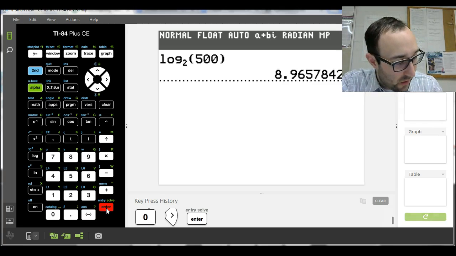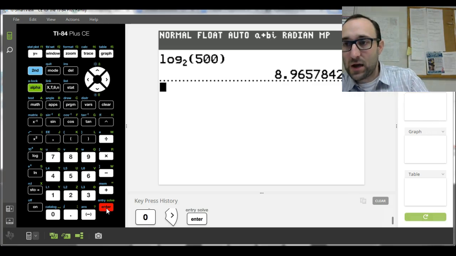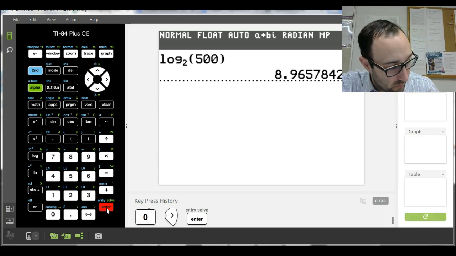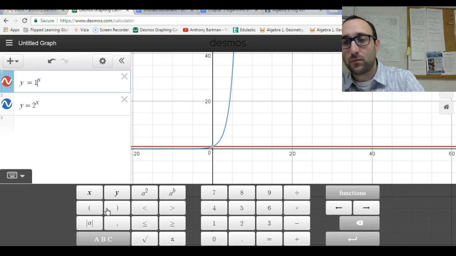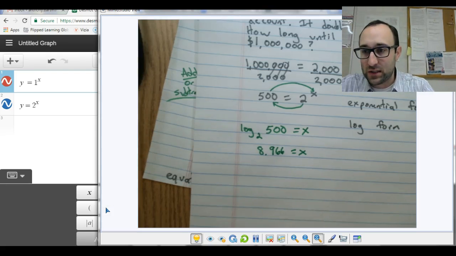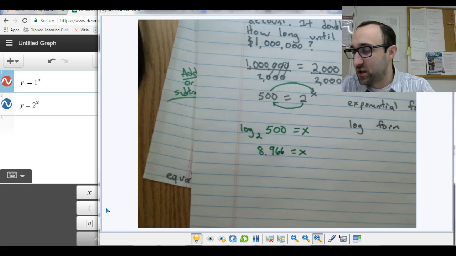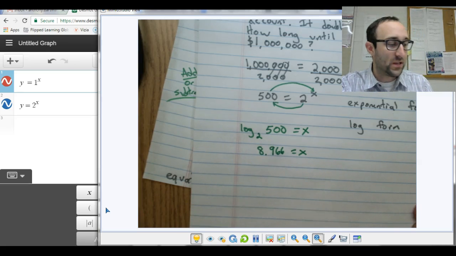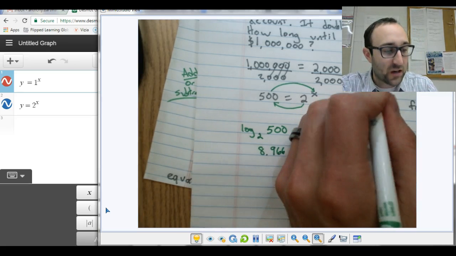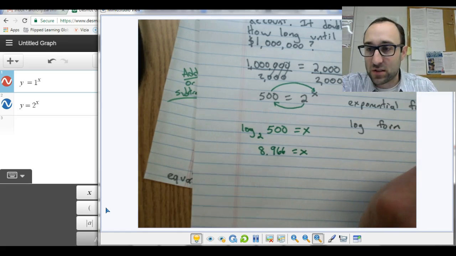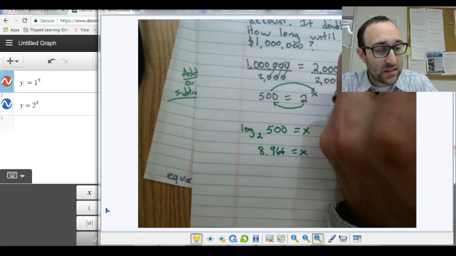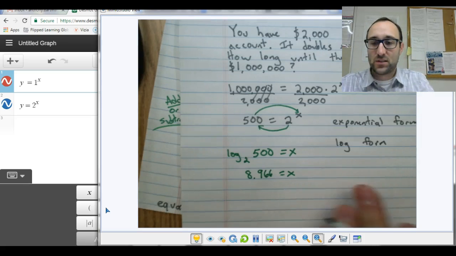So I have 8.966 equals x. Okay? 8.966 equals x. Now the question is, what does that mean? Okay, so that means I have 8.966 values for x, which means x is not years. It's not going to be 9 years until you have $1 million. No, it's going to be 9 sets of 7 years, right?